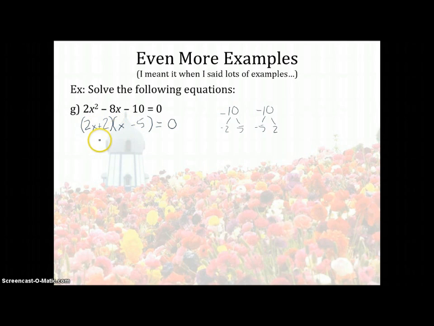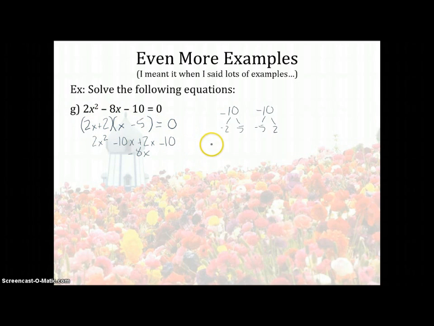2x times x is going to give us the 2x squared, and then 2x times -5 is going to be -10x. 2 times x gives us a +2x, and then 2 times -5 gives us our -10. If we simplify that down, -10x plus 2x, that gives us our -8x that we wanted. So that means our equations are correct. But now that we factored, we're still not done.